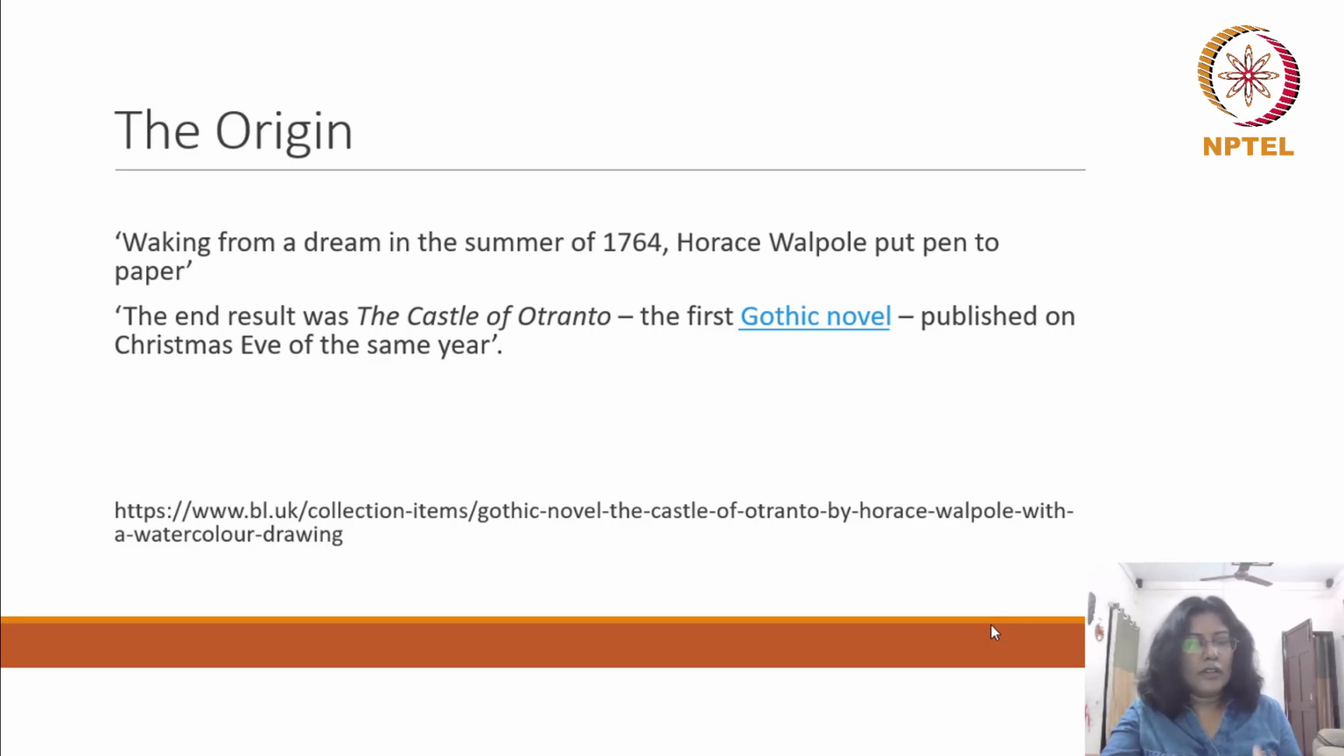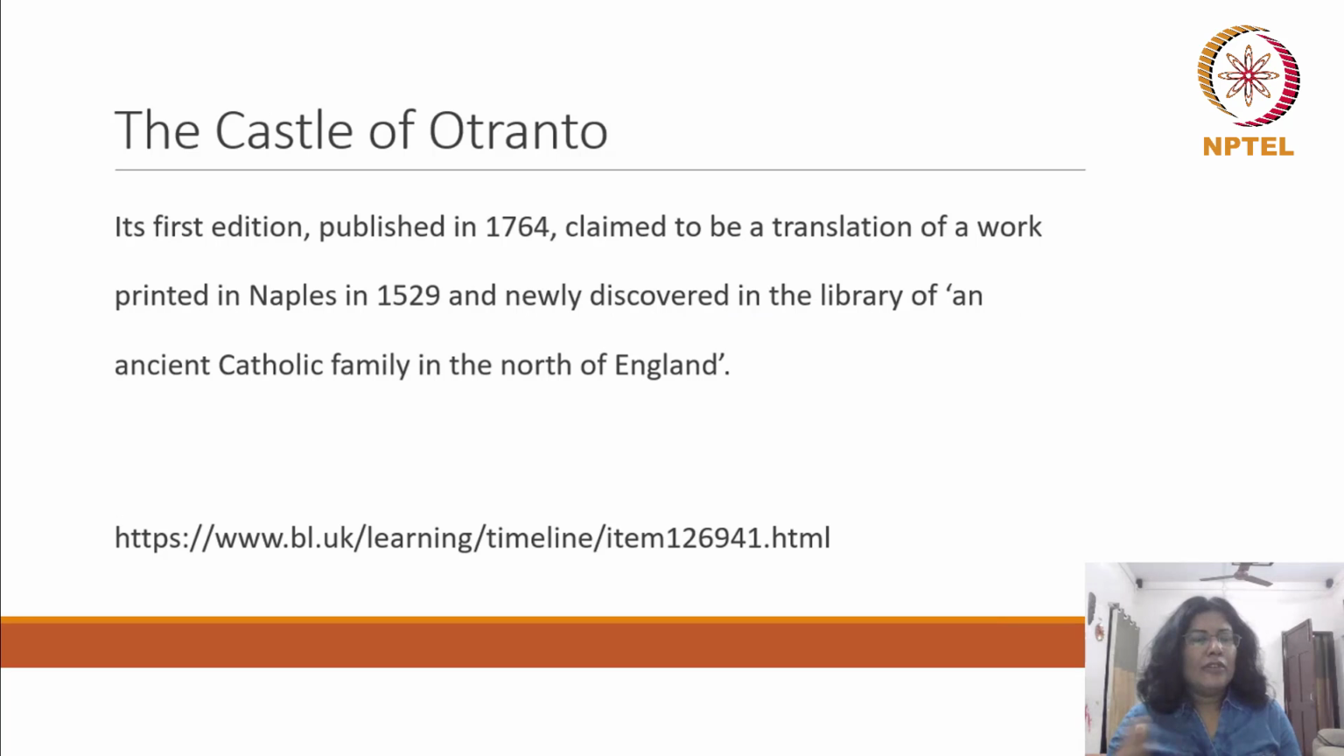The word Gothic also appears on the title page of The Castle of Otranto. If you look closely at The Castle of Otranto and its origins, we are further told that it is a translation of a work which was printed in Naples, on the continent, in 1529. So it is a tale which belongs not to the contemporary 18th century, but to the 16th century. So once again, the idea of distancing is brought into the picture of the context for The Castle of Otranto.